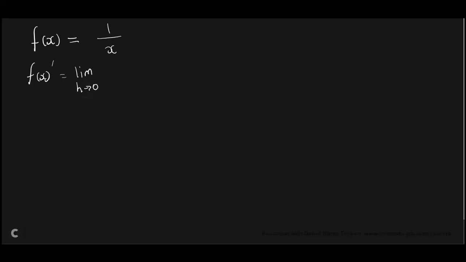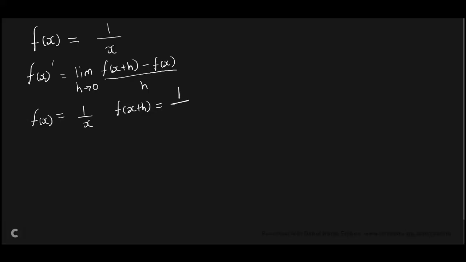which is lim as h approaches 0 of f of x plus h minus f of x over h, like that, right? Then the next thing is, what is f of x? It's the given equation, which is 1 over x. Then f of x plus h is what? Wherever there's x, you have to replace with x plus h.